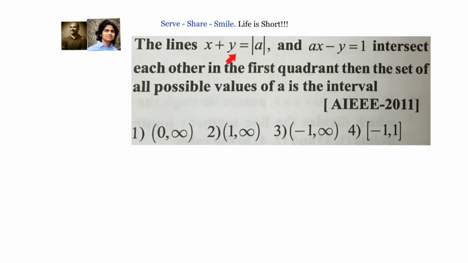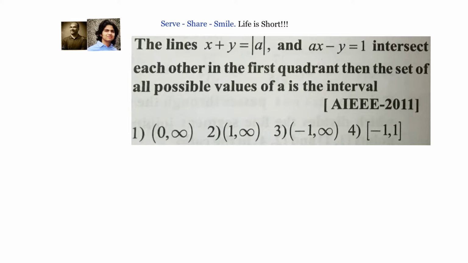The lines x plus y equals |a| and ax minus y equals 1 intersect each other in the first quadrant, then the set of all possible values of a is the interval. The lines x plus y equals mod of a and ax minus y equals 1. These are the two lines.